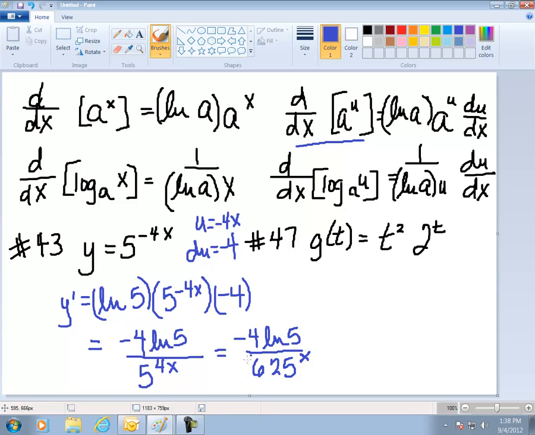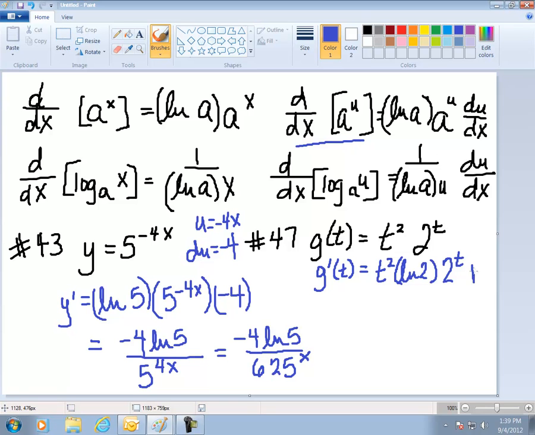Here's the second example. Some of our rules that we've used up until now have not gone away. For example, in this one, we're going to have to use the chain rule to find the derivative of g of t. So in this case, I'm going to take the first as is, which is t squared, times the derivative of 2 to the t. But now remember, the derivative of 2 to the t is just going to be natural log of my base, which is 2, times 2 to the t. And then I would take the derivative of t, which is just 1.